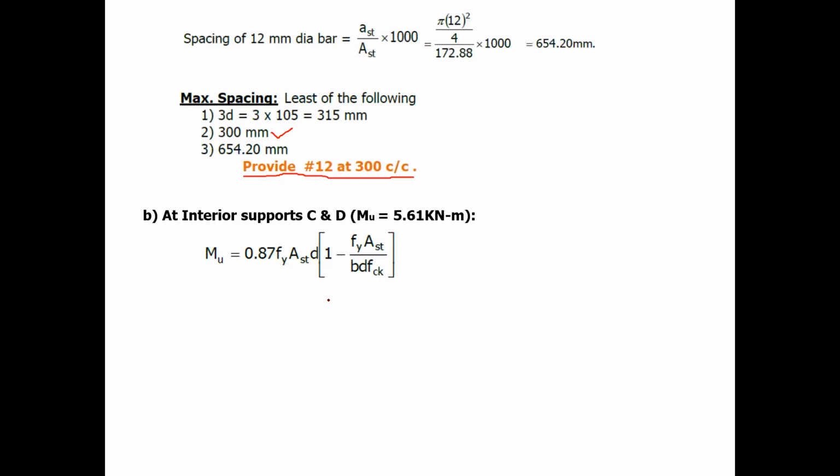152.58. How much? 152. Yes, sir. 158. Okay. Right. So which is greater or lesser than AST minimum? Lesser, sir. So what you have to do? Can we take the AST value now? Yes, sir. We have to consider the AST minimum value. Okay, so take down. Therefore, provide AST is equal to 156 mm square.